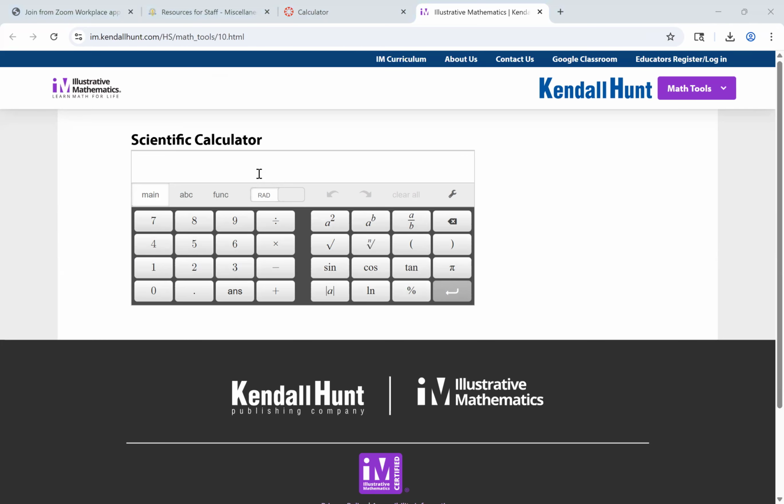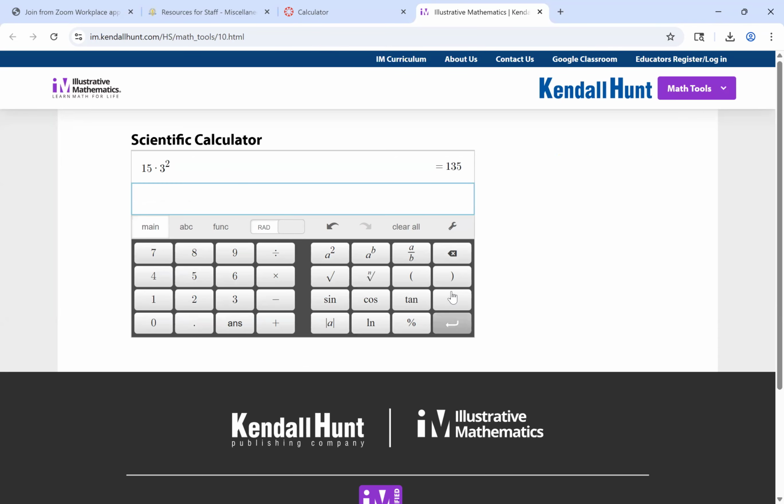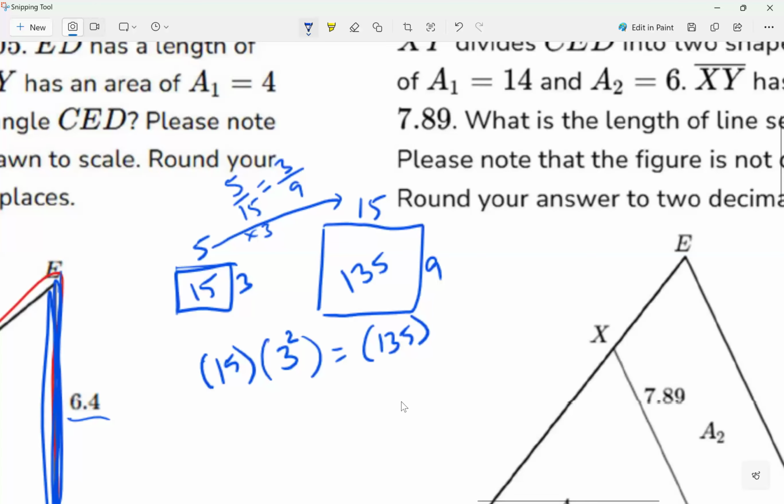So our question was, what's 15 times, where's my times here? And then 3 squared. So I'm going to click 3. And you see this a squared? Gives me a squared. Oh, 15 times 3 squared equals, I'm going to press enter so I'm done with the question. 15 times 3 squared equals 135. So let me come back to what we were working with. Okay, 15 times 3 squared equals 135.